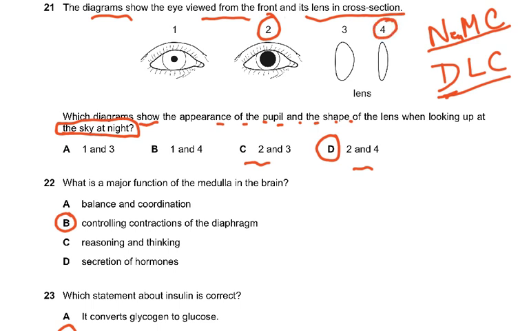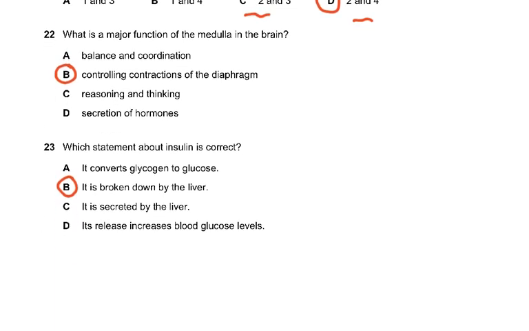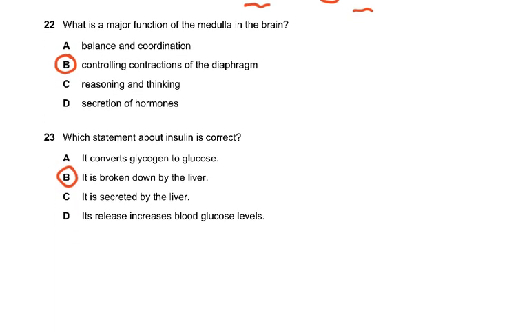This is, of course, factual matter that you need to remember. Then, question 22, what is the major function of the medulla? The medulla in the brain controls the contractions of the diaphragm. Why? Because it controls heart rate and breathing rate. So these are all controlled by the medulla. That would be controlling the contractions of the diaphragm, because this is when the volume of the chest cavity would be changed, by the contractions or relaxations of the diaphragm.